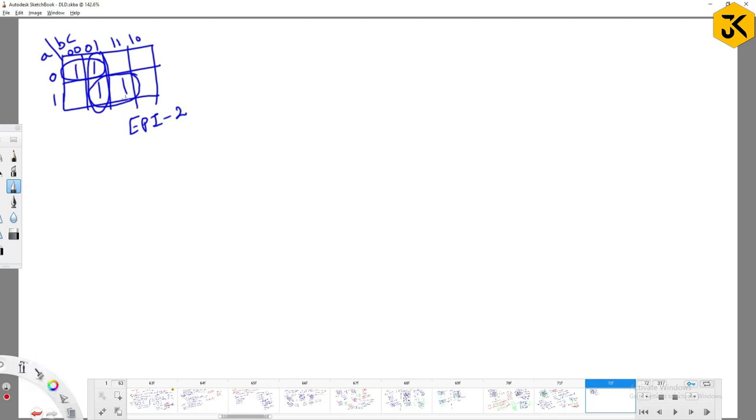How can you do it? Try to identify all the prime implicants. What are the prime implicants? Can you identify them? They should not be part of another term, right? So what are the prime implicants? A bar, B bar, C bar.